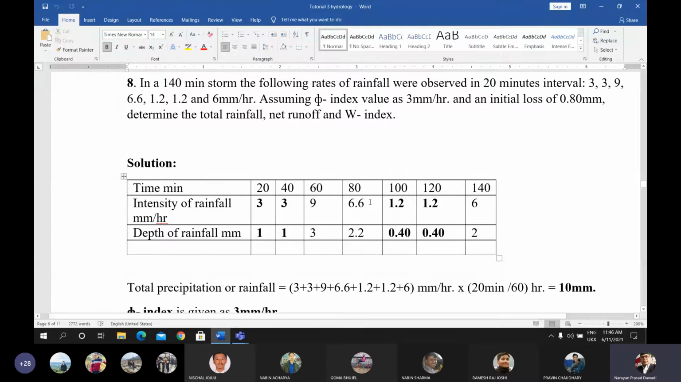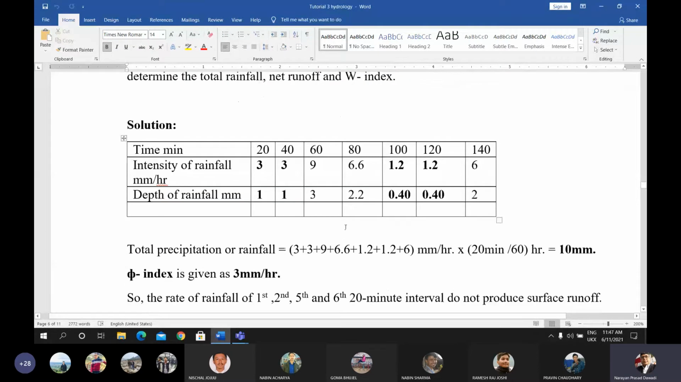Now you can find the depth of rainfall. Now look at the total precipitation of the rainfall. Total precipitation will be 2 plus 1 plus 1 plus 3 plus 2.2 plus 0.4 plus 0.4. This is the total depth of precipitation, which is equal to 10 mm. Or you can add all the intensities of rainfall for each 20-minute duration, and the summation of intensity of rainfall is multiplied by 20 divided by 60. You will get the same value of 10 mm.